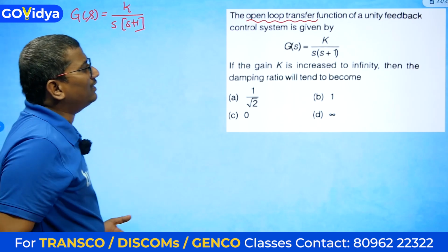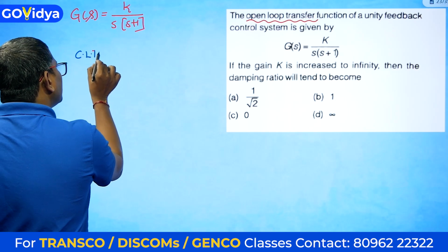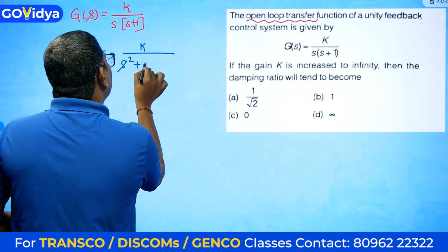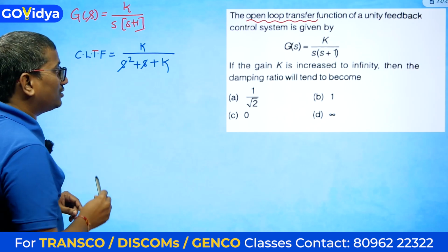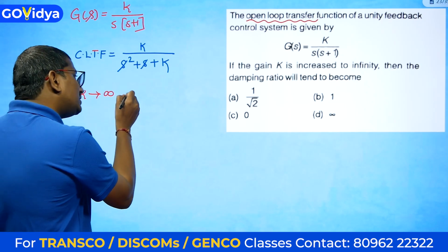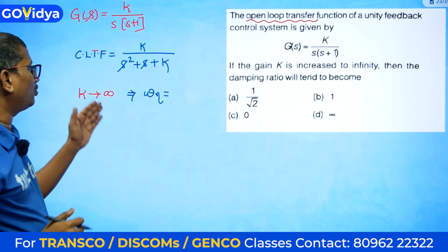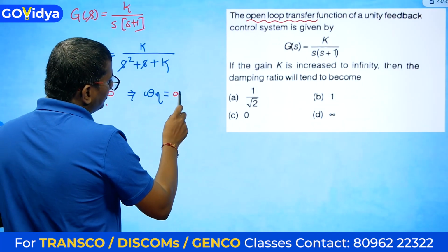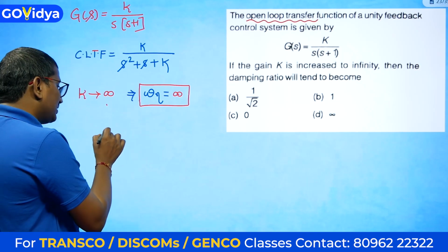Now when you want to calculate the damping ratio, obviously you need the closed loop transfer function. So what is it? CLTF is K by s square plus s plus K. Correct? But as per the given question, if gain K approaches infinity, then what is omega n? Can I say omega n is nothing but root over infinity when K approaches infinity? So root of infinity, obviously infinity.